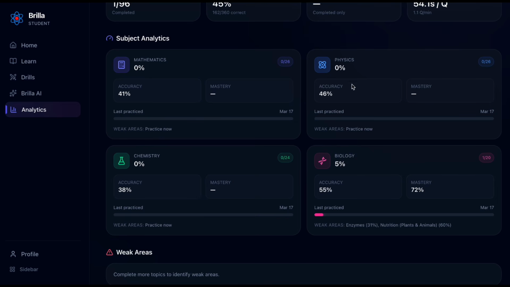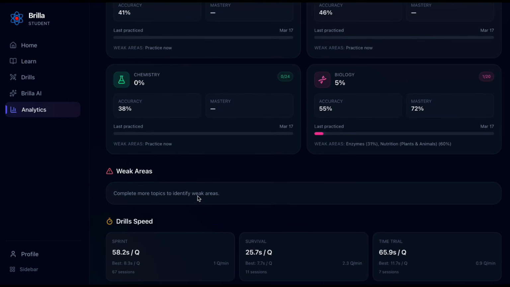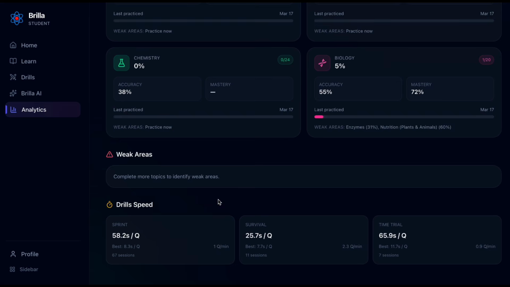So here it says biology 5%. I haven't really completed anything, but if you've done more practice or learned more flashcards, it will give you a breakdown of what your accuracy is, what your mastery of those concepts is, and here you can figure out what your weak areas are and address them. And also, if you do more topics, it can give you a breakdown of what your weak topics are.